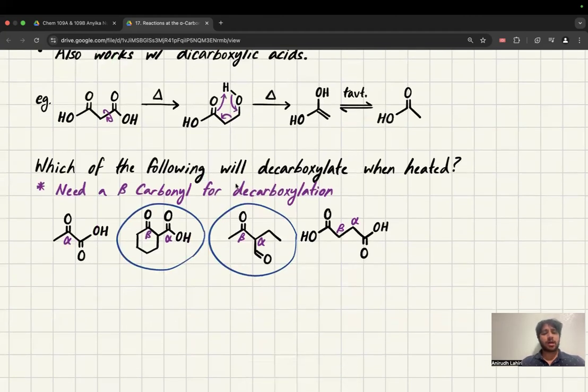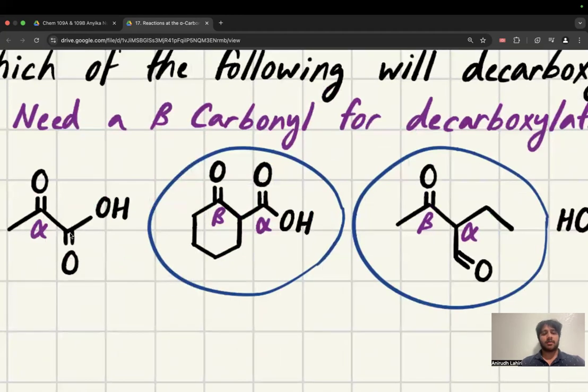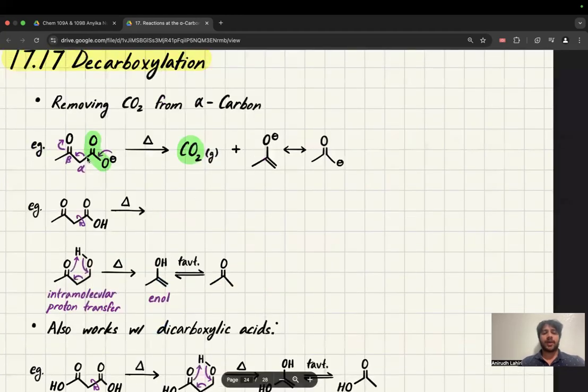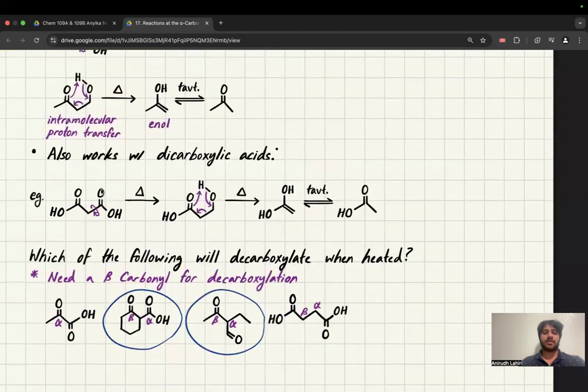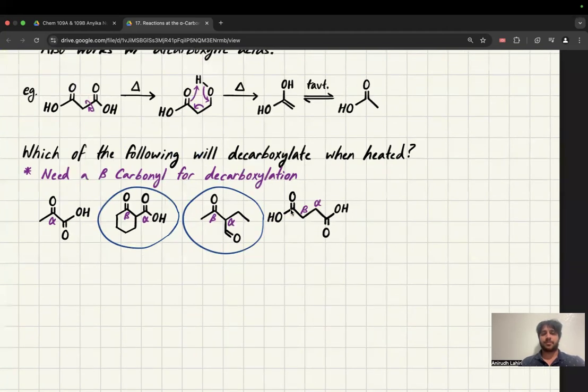So we need a beta carbonyl for decarboxylation, right? So alpha, this is not beta. This is at the alpha position. We will not undergo decarboxylation because here there's not a way to resonate the electrons such that we can have something favorable. Alpha, beta, this is okay. Alpha, beta, this is okay. Alpha, beta, gamma, this is not okay. Okay.